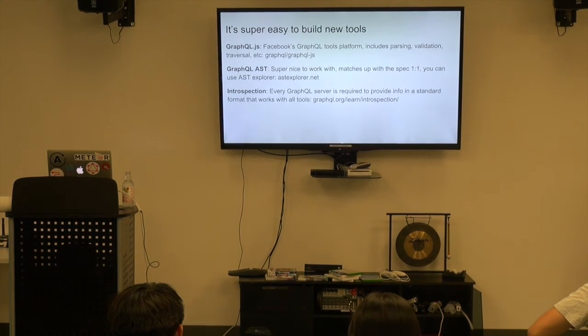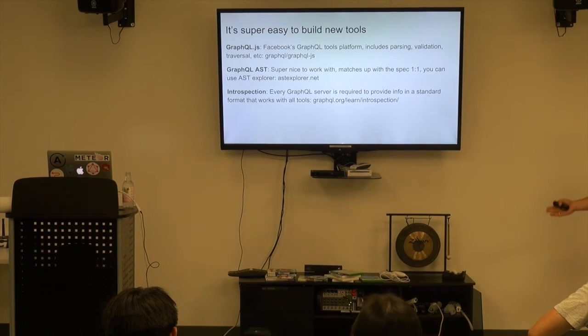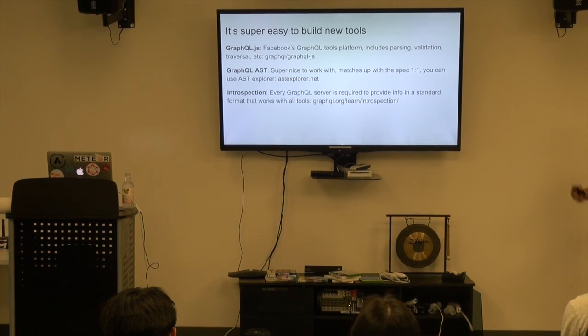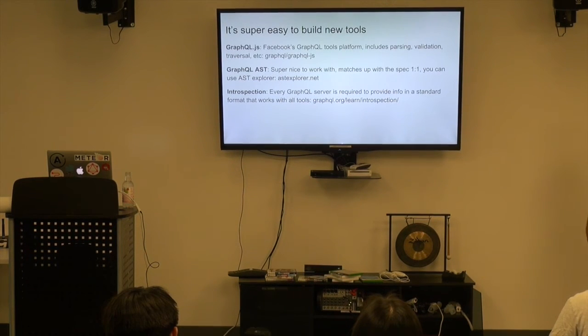And the best part is, you don't have to be limited to just the tools that are out there. It's super easy with the technology that exists today to build new tools. So for example, there's GraphQL.js, which is GraphQL's reference implementation. And while it also includes a way to build your own GraphQL server, Facebook internally actually uses it entirely for developer tools. It includes a bunch of utilities for parsing, validating, transforming GraphQL queries that you can use to build your own stuff. The GraphQL AST is also super easy to work with.